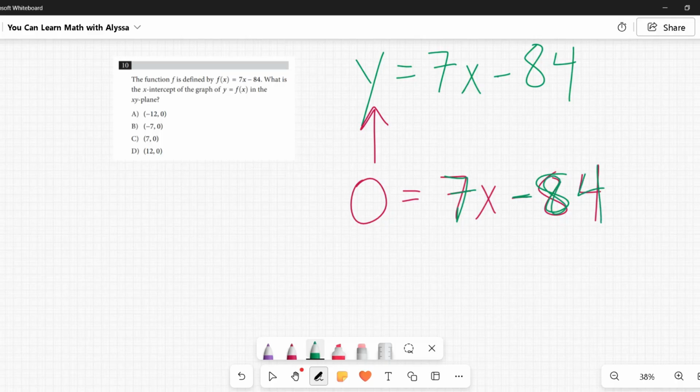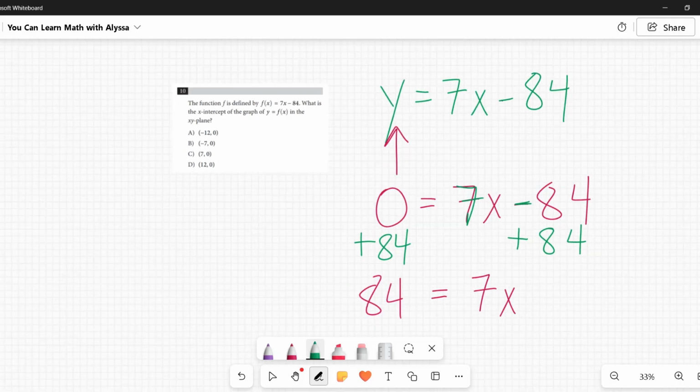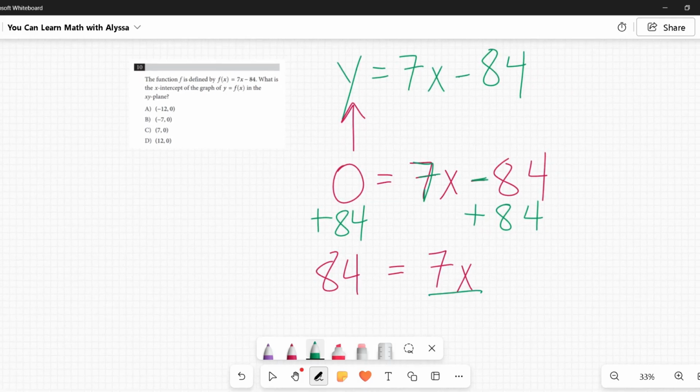We go in reverse order. So we get rid of that minus 84 first. We want to do the opposite. We want to add 84. And we need to do that to both sides to keep it fair and balanced. So 84 on the left and 7 times x on the right. Now, 7 times x, we want to undo that. What is the opposite of times? It is division. So, we want to divide both sides by 7.